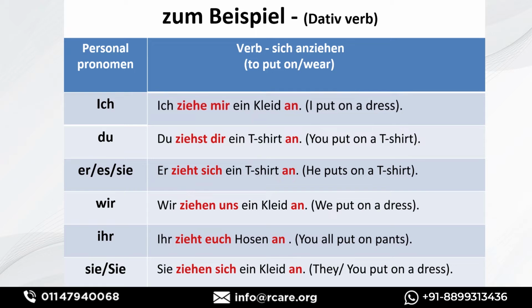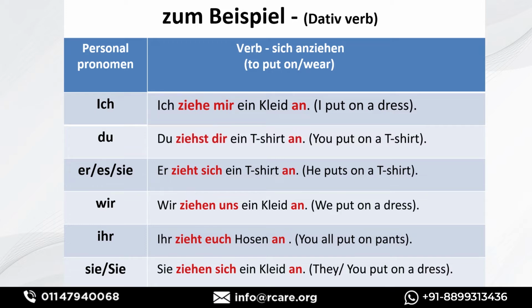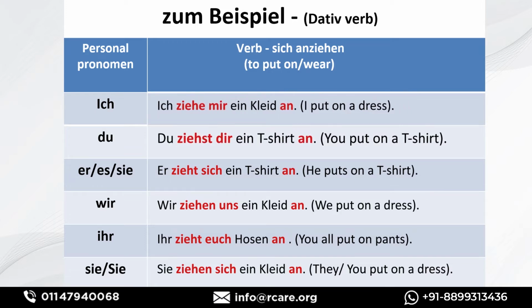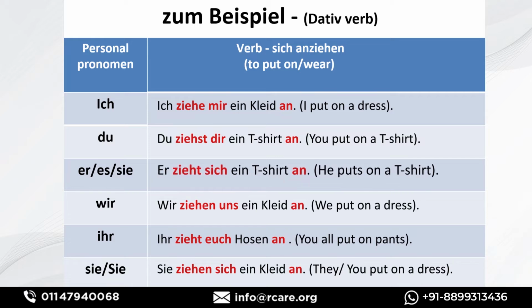So we write, Ich ziehe mir ein Kleid an. Du ziehst dir ein T-shirt an. So similarly, I put on a dress, you put on a dress. Zieht sich ein T-shirt an. He puts on a T-shirt.